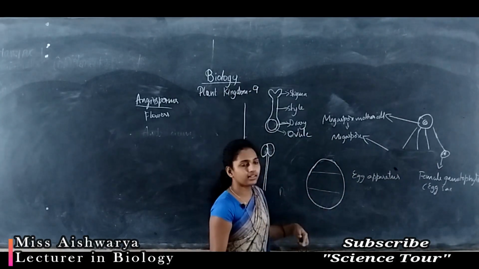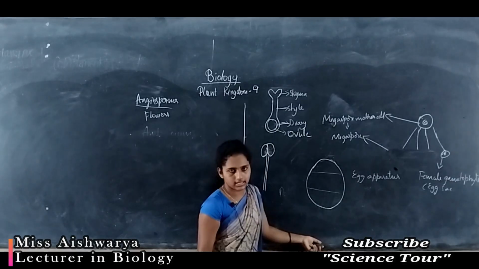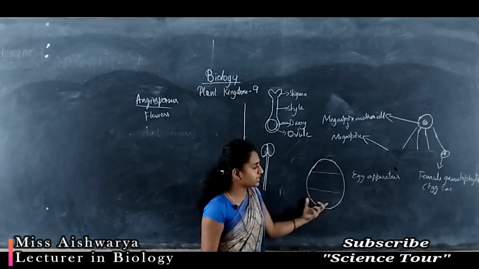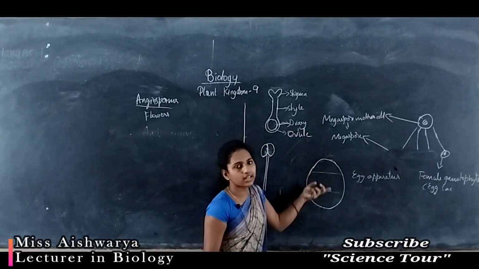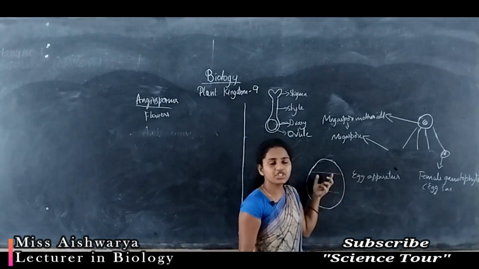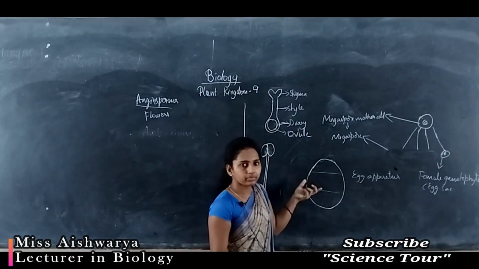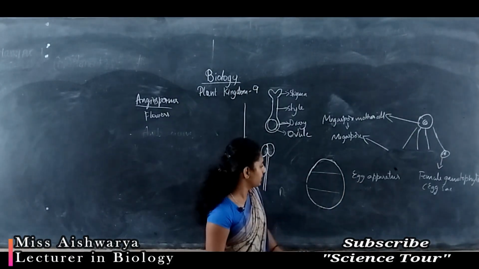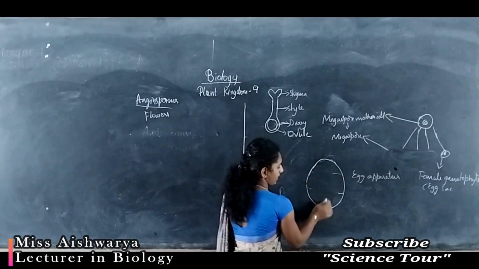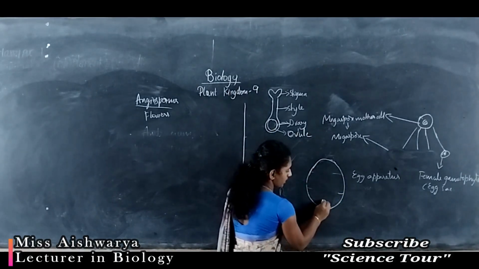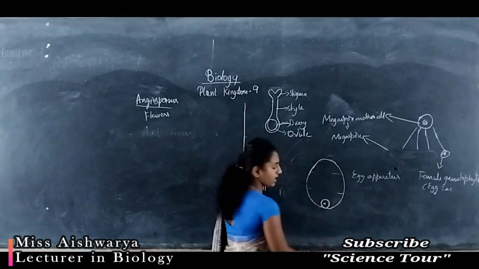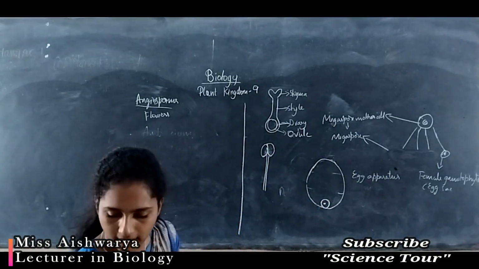Each section contains different kinds of cells. I am going to explain. The egg sac is divided into 3 sections, and we will call each an egg apparatus. Each egg apparatus contains different kinds of cells. Here at the base you can see one large egg cell.